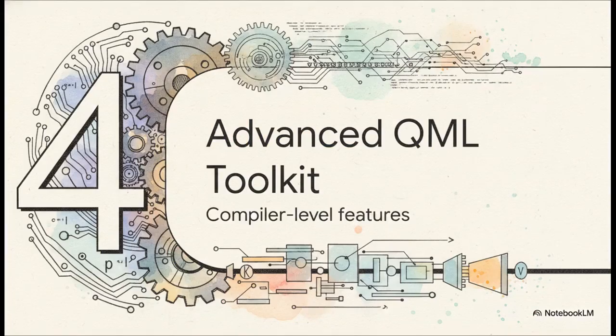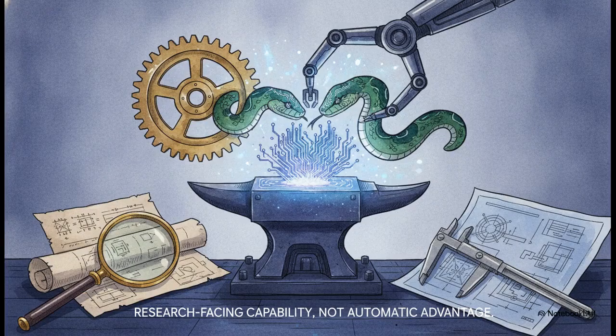That takes us to Section 4, the Advanced QML Toolkit. Let's dig into some compiler-level features. As the QML ecosystem grows up, frameworks like PennyLane are bringing in some seriously sophisticated compiler features. Take Catalyst QJIT, for example. That's Quantum Just-in-Time Compilation. It's this powerful tool that dynamically compiles hybrid quantum-classical control flows. It preserves your gradient workflows, which means researchers can rapidly prototype in Python while still getting the blazing execution speed of compiled binaries.